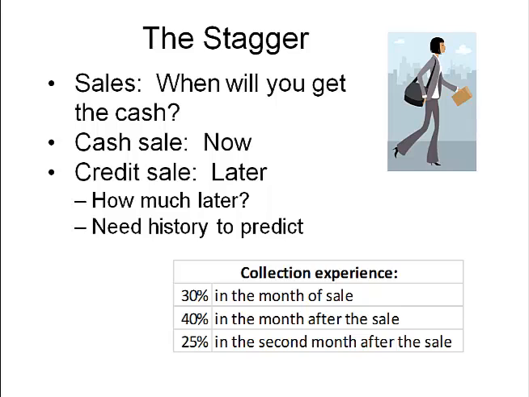Here would be one firm. They get about 30% of what they sell in the month that they sell it. They get 40% the next month and 25% in the second month after the sale. Now you may notice this does not add up to 100%. Anything that was uncollectible, bad debts, would just not be budgeted as incoming cash.